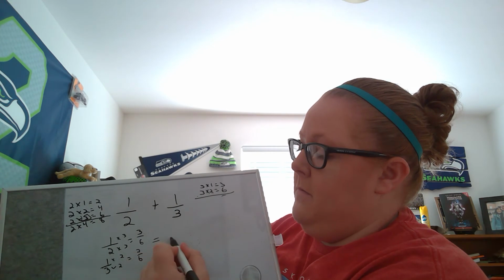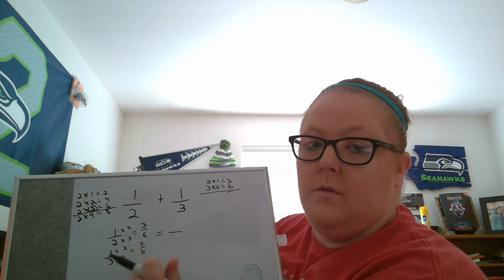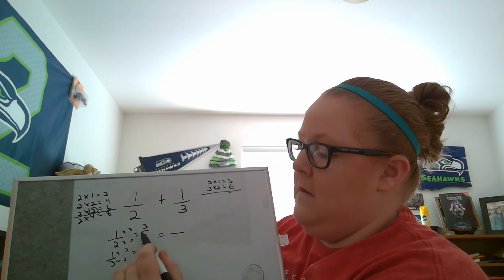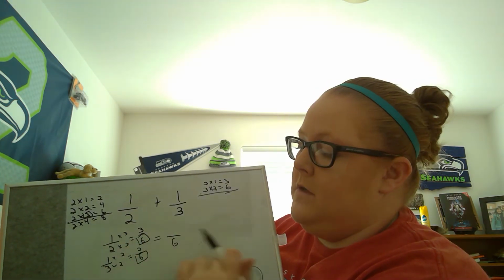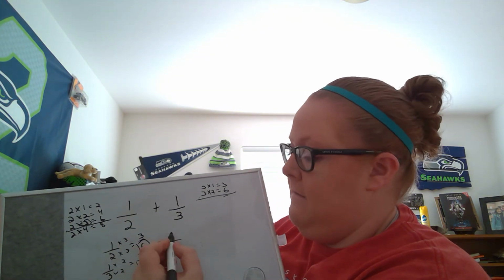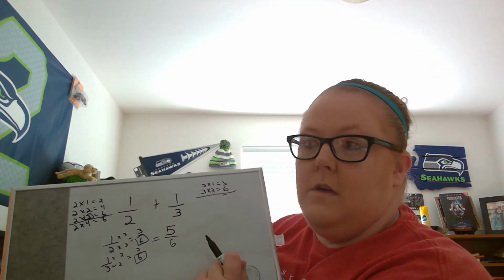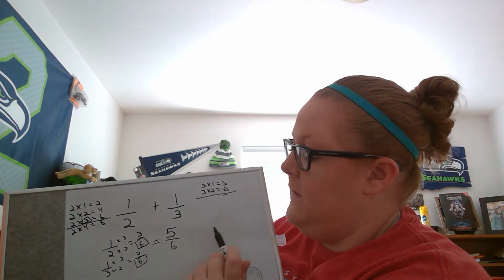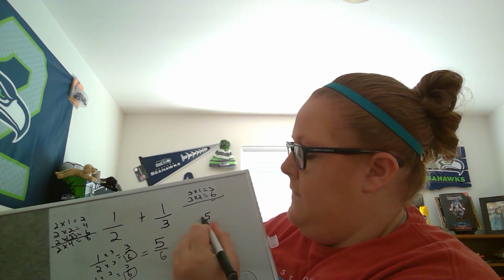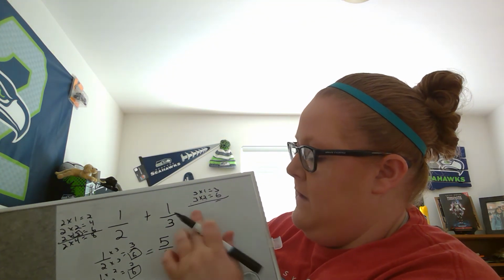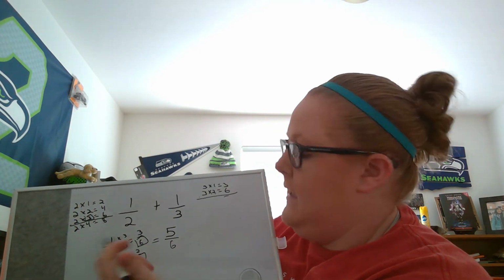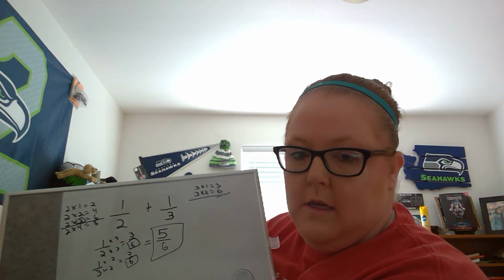So our bottom denominator is going to be the same number. 6, very good. Now we're doing 3 plus 2 is 5, very good. Can this be reduced? No, very good. 5 can only go by 5s, 1s, okay? 5 can't go into a 6, so it can't be reduced. That is our answer.